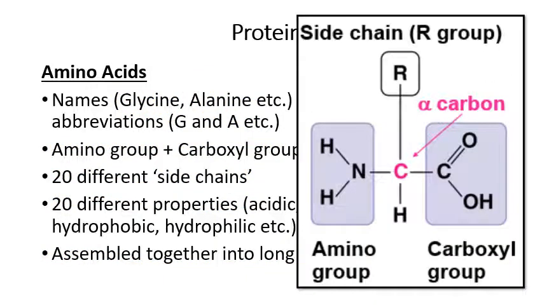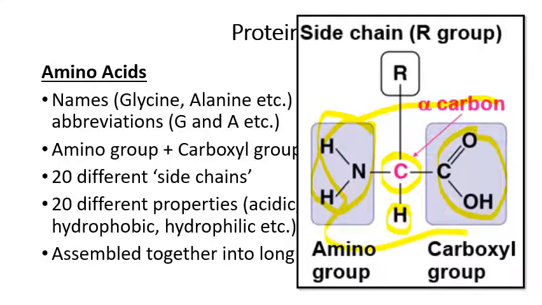Okay, so here is a generic diagram showing you what an amino acid looks like. So on one end we have the amino group, that's the same in all 20 of them. And the other side we have a carboxyl group, that's the same in all 20 of them, and that's why it's called an amino acid. In the center we have something called an alpha carbon, and then we have a hydrogen. Okay, so far all of this stuff is the same in every amino acid.